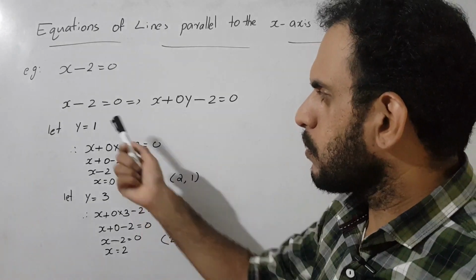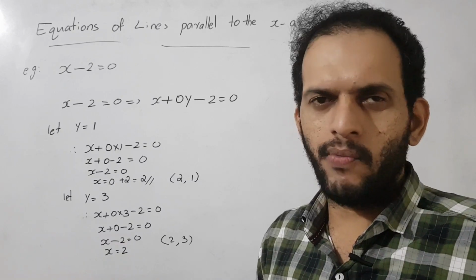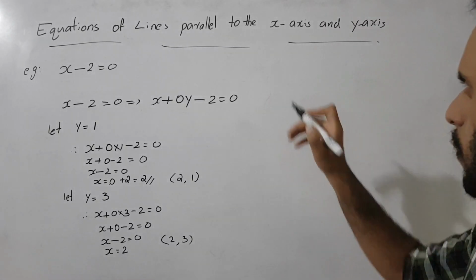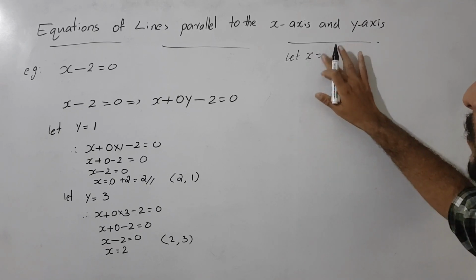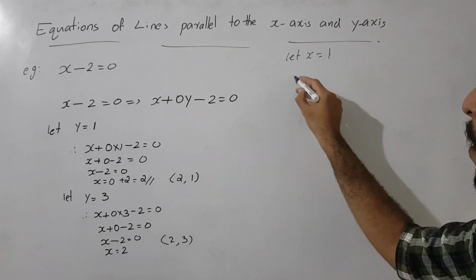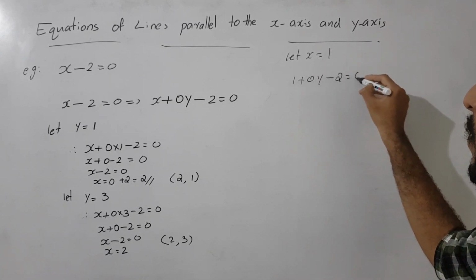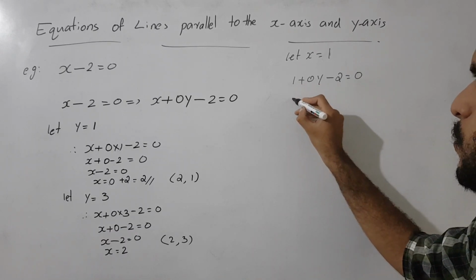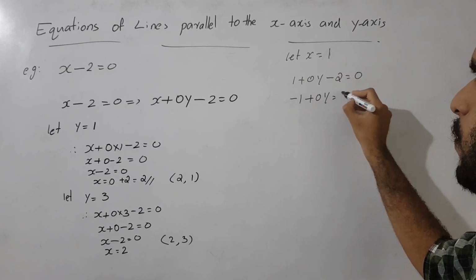Suppose you think, if we choose different values of x, then we get the y value, correct? So why did I not choose the x value here? Because if I choose x is equal to 1, how does the equation change? 1 plus 0y minus 2 is equal to 0. Then what is 1 minus 2? 1 minus 2 is minus 1, plus 0y is equal to 0.